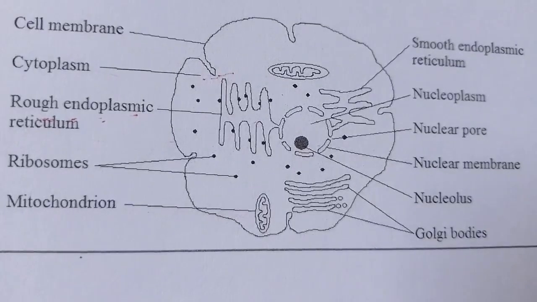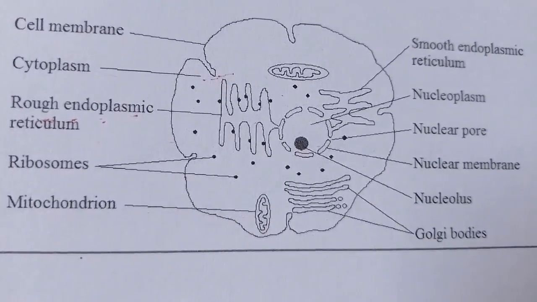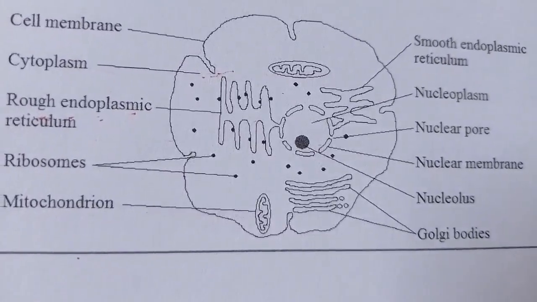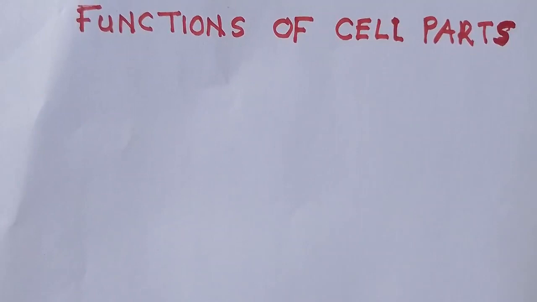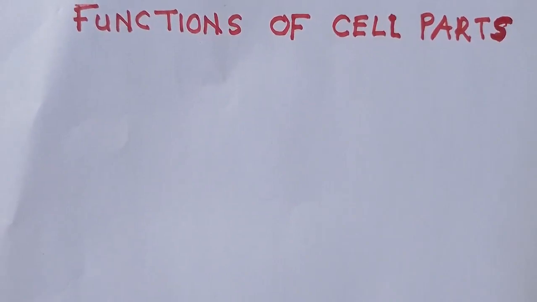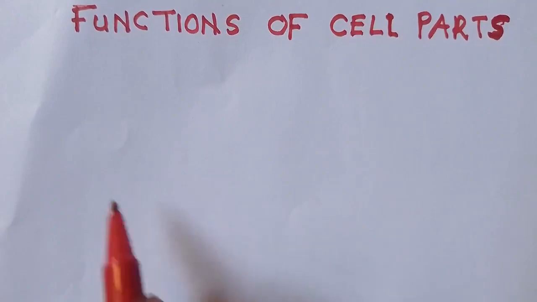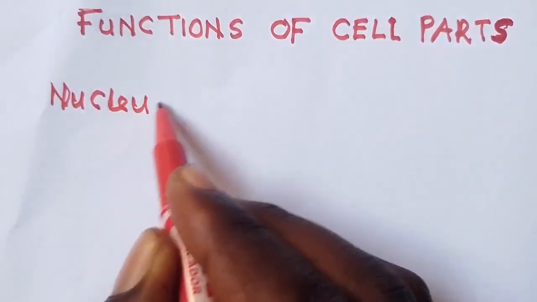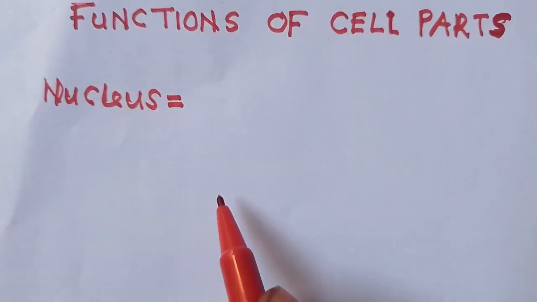So let us now look at the functions of cell parts. The same parts that we've discussed on a simple structure and on a detailed structure, we are going to look at their functions. So what are some of these functions? I'll start with this one, which is a nucleus. What is the function of a nucleus?